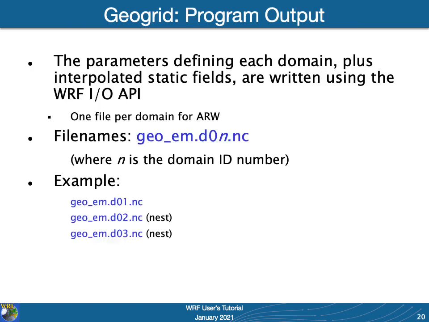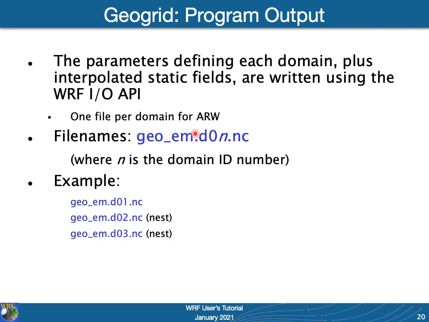So after the Geogrid program finishes running, it writes its output into netCDF files. And you get one netCDF file per simulation domain. Those output files are named geo_em.d0n.nc, where n is the domain number. So if you were setting up a single simulation domain, you would get an output file called geo_em.d01.nc. The NC part of the file name refers to the fact that this is a netCDF file, and the geo part of the name, of course, refers to the fact that this is a Geogrid output file.